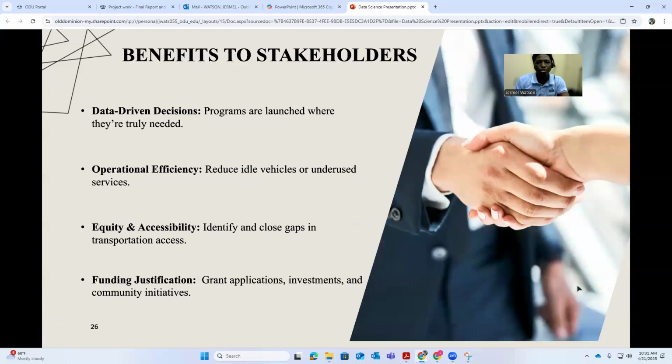The benefits to our stakeholders: our programs will be driven by data-derived decisions. Programs are launched where they're truly needed. We'll reduce idle vehicles and underused services. We'll also identify and close gaps in transportation access. And also the information pulled from our project can go towards grant applications, pool investments, and launch community initiatives.